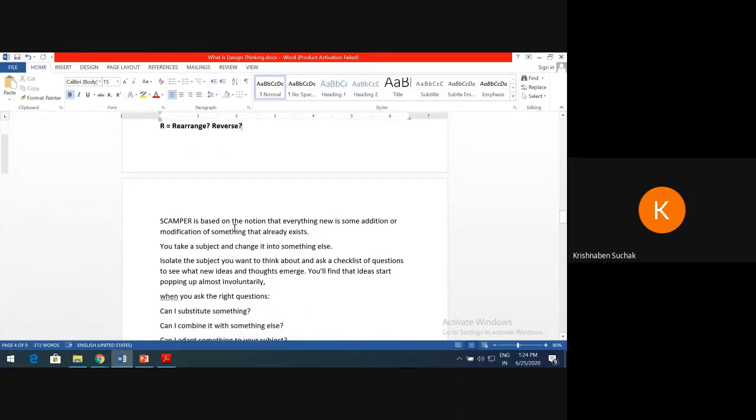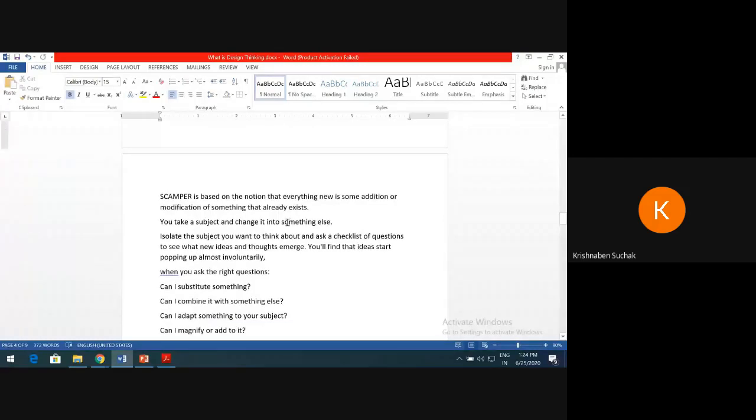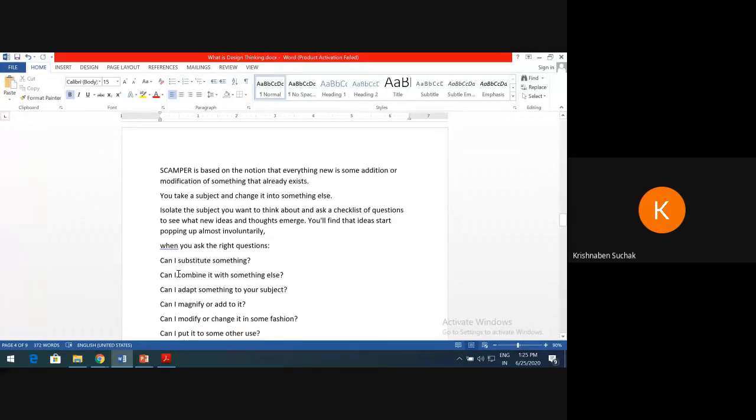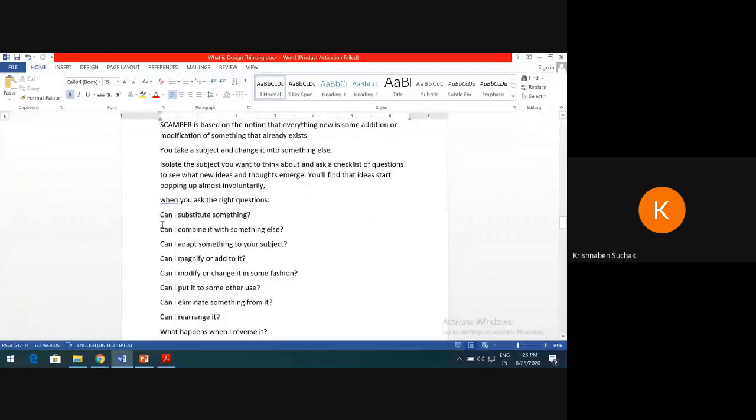SCAMPER is based on the notion that everything new is some addition or modification of something that already exists. You can take a subject and change it into something else. You can take one subject which is going on right now, and then you can modify that thing, or bring improvement to that thing. Okay. So when you ask the right question, you will get some innovative ideas. First question would be, some of the questions are given here.